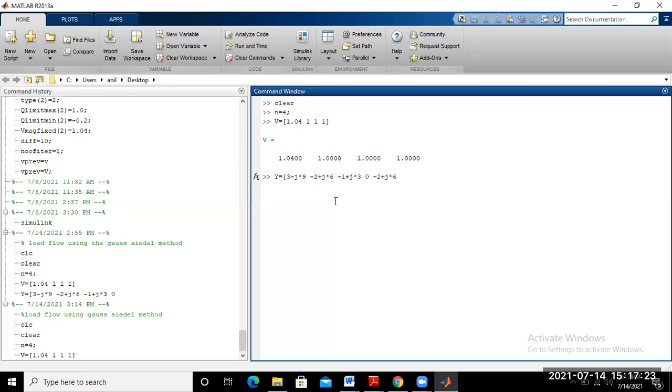Next 3.66 minus j11. Next, minus 0.66 plus j2. Next is your minus 1 plus j3.